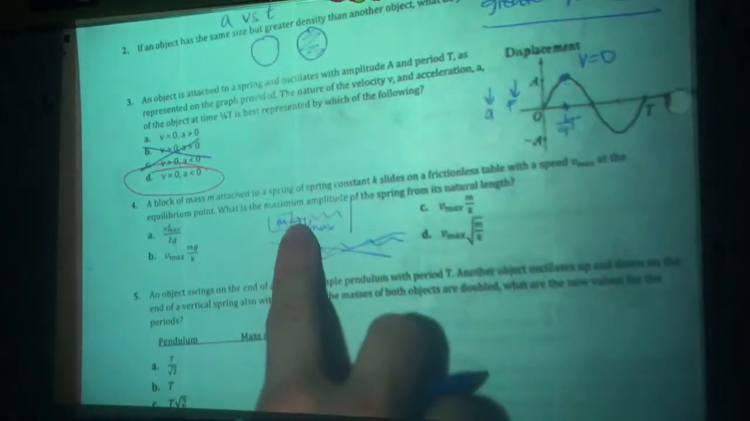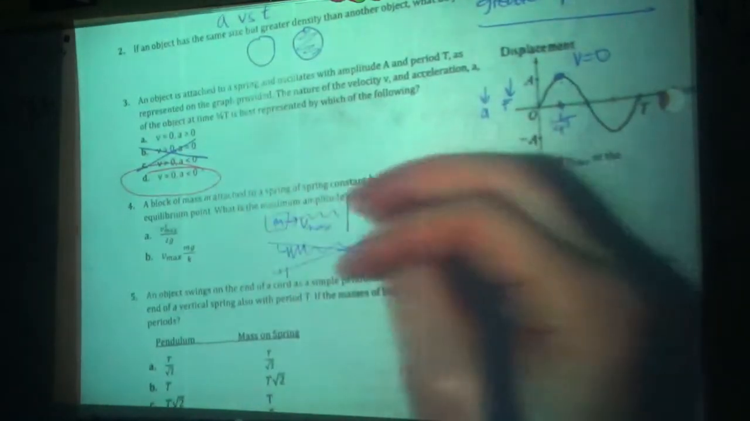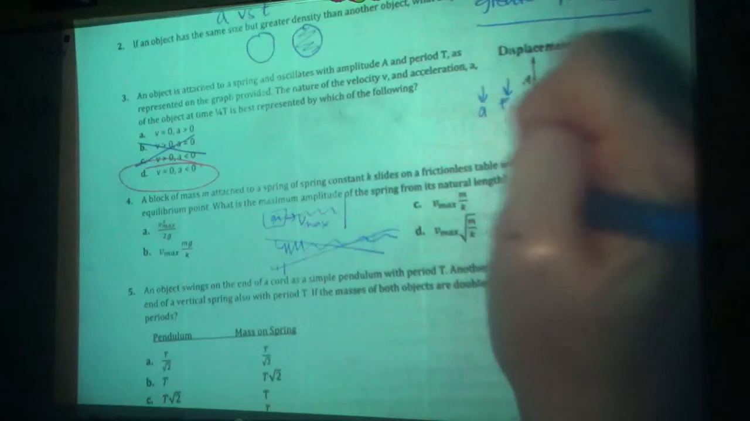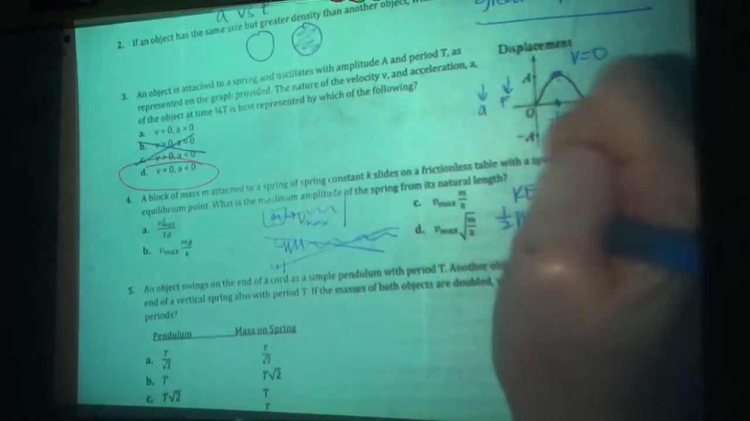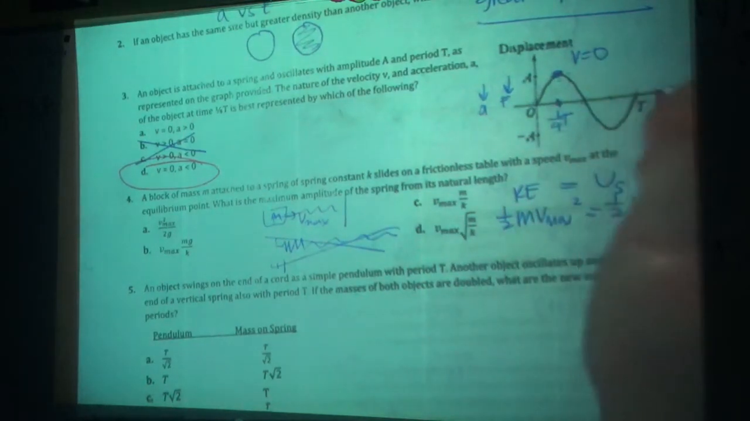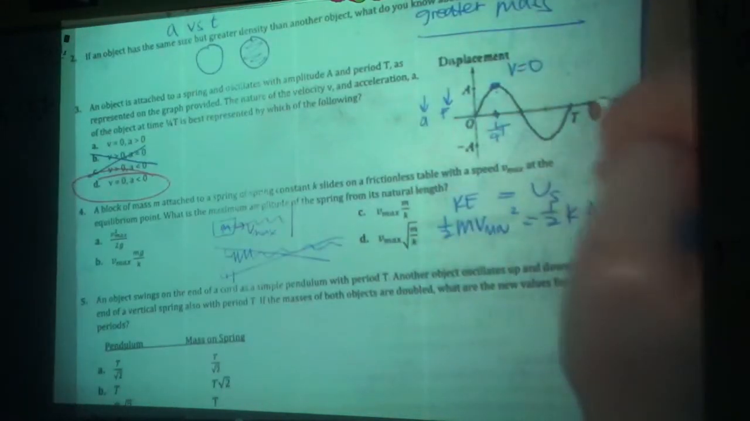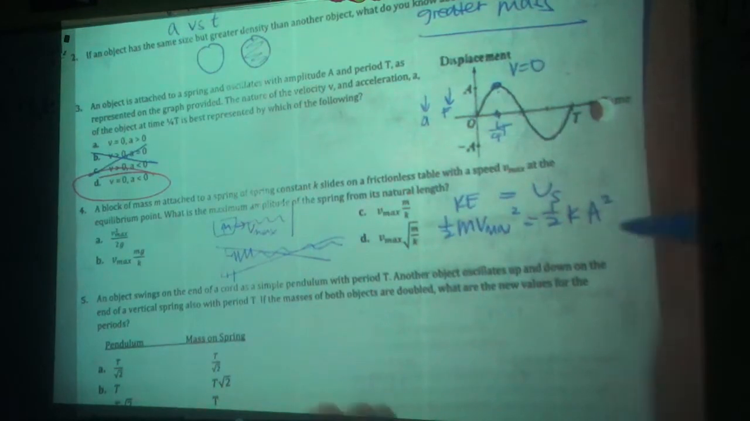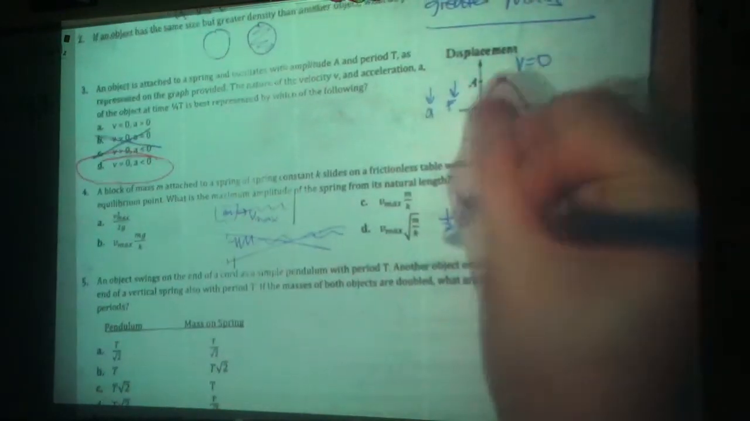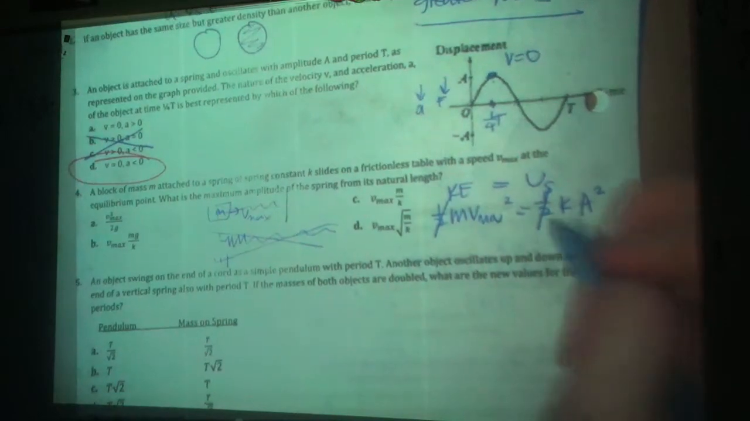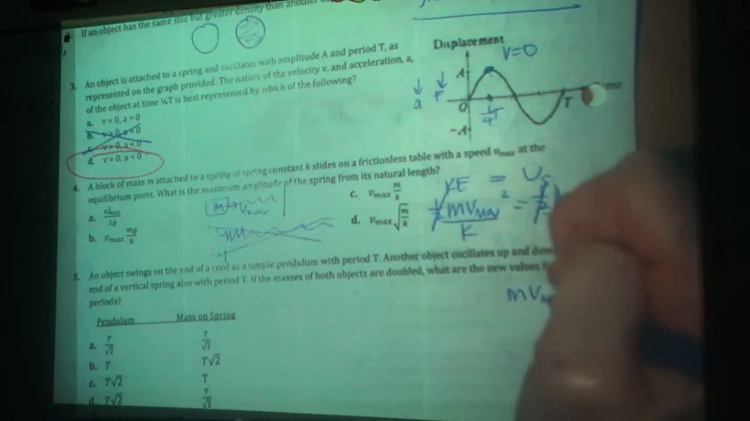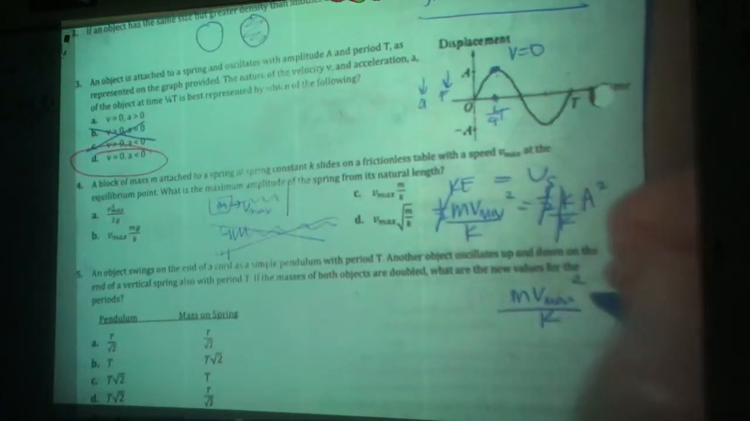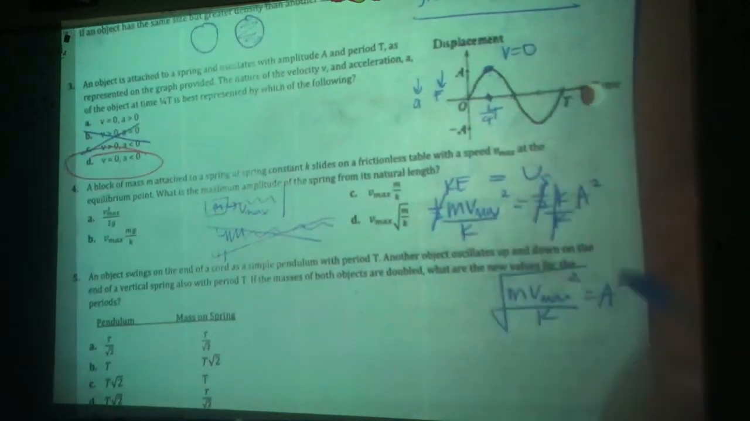You have v max at the equilibrium, and then when it's at the maximum amplitude, it's being stretched or compressed the entire amount. So all of your kinetic energy goes into potential energy. So you have 1/2 m v max squared equals 1/2 k, and I'm going to call this the amplitude squared. You could call it x maximum, that's the same thing. Halves cancel out. We're trying to find the amplitude, so divide k over. m v max squared over k gives me A squared, so take the square root.